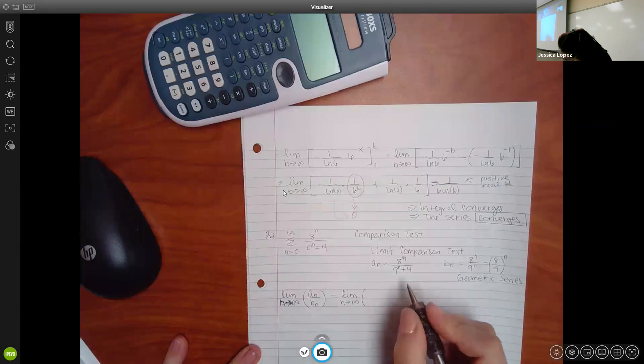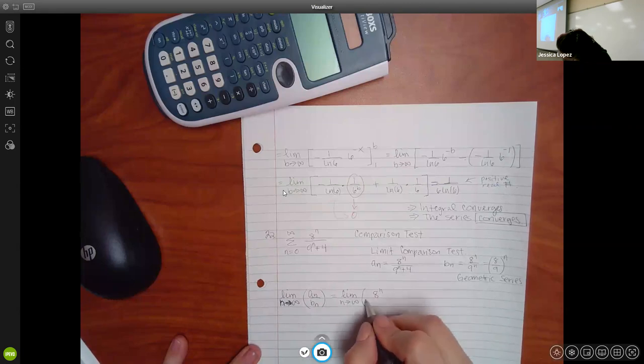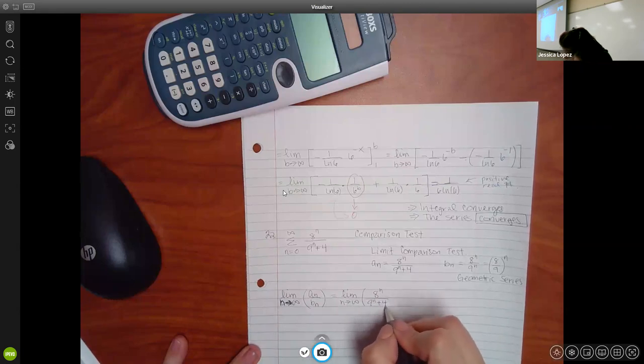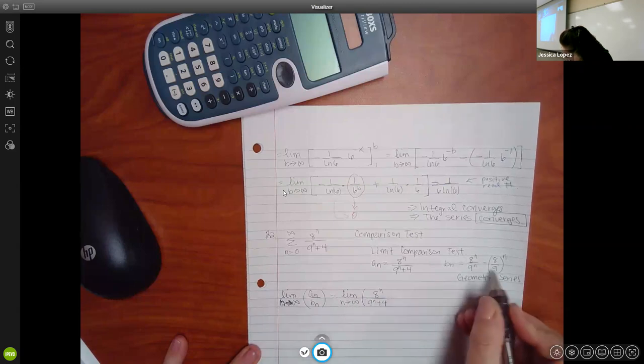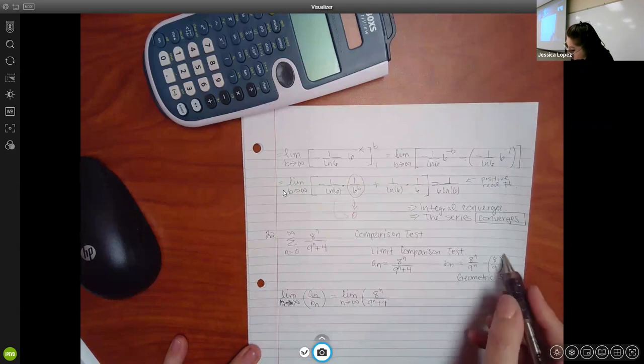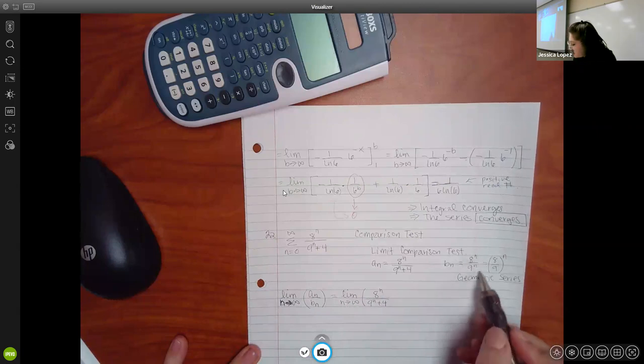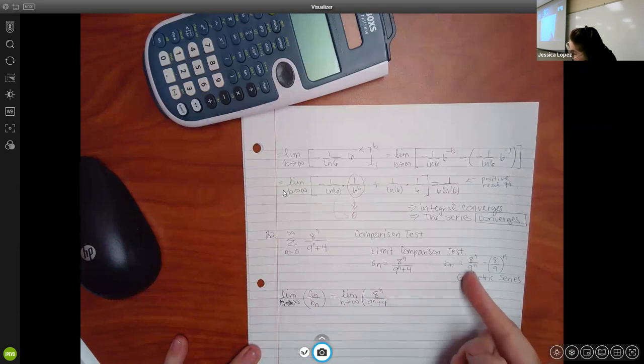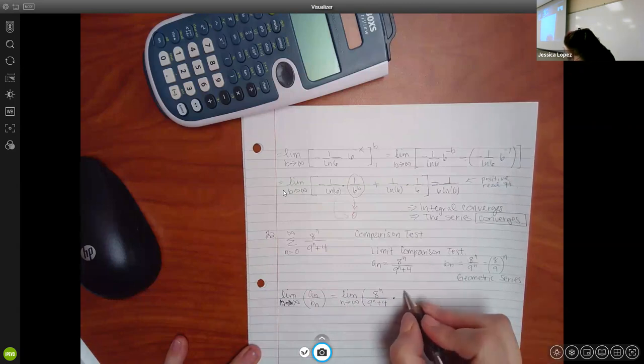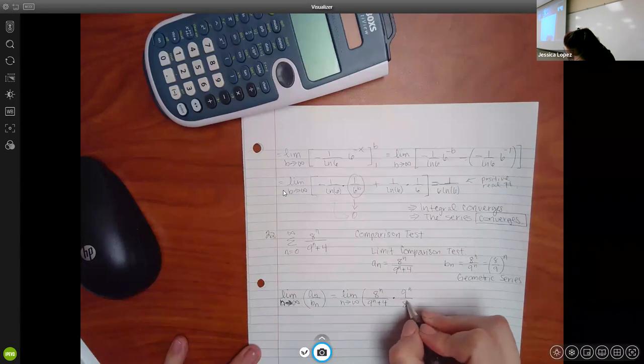So that means I'm going to have this guy divided by that guy. And I'll leave it in this form, but when I go to figure out its convergence, I'll use this form, okay? But I want to keep this form so I can kill things, right? But when you divide by a fraction, you multiply by the reciprocal, right?